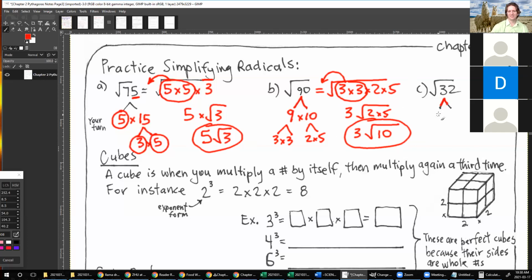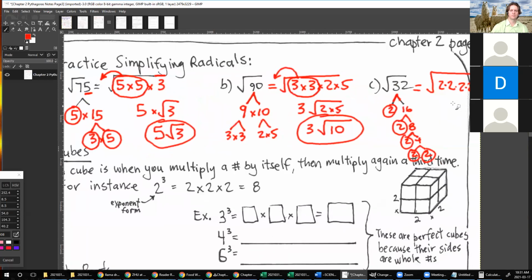Yikes. All right, so let's do 32 is 2 times 16, and 16 is going to be 2 times 8, and 8 is going to be 2 times 4, and 4 is going to be 2 times 2. I'm going to circle the ends of all of these, 3, 4, and 5 of them. So 2 times 2 times 2 times 2 times 2.